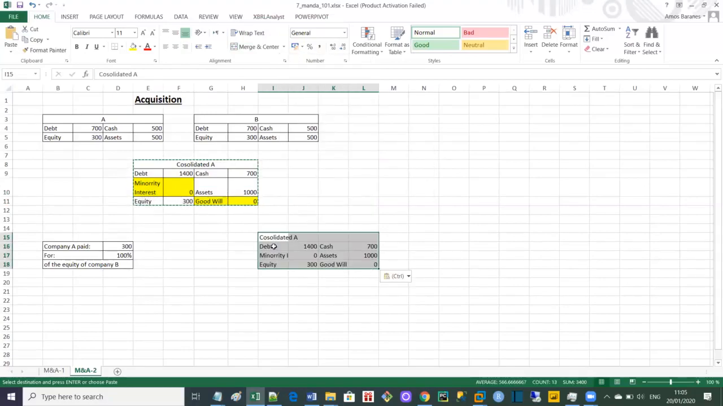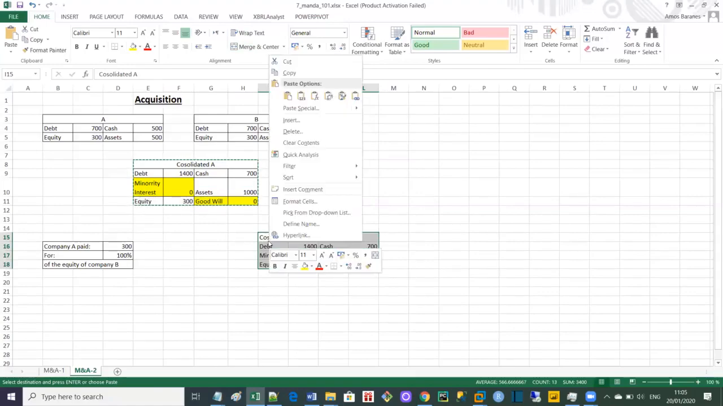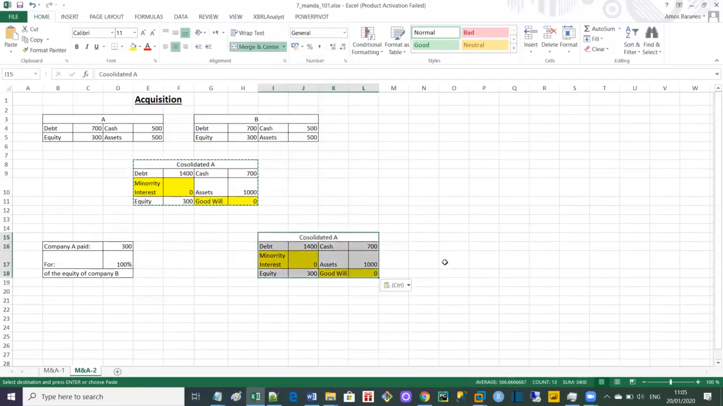Let's look at company A. How do I prepare a consolidated financial statement from scratch? Let me delete all the numbers and go step by step. Okay, what's the process that can help you understand the result that we just saw now?